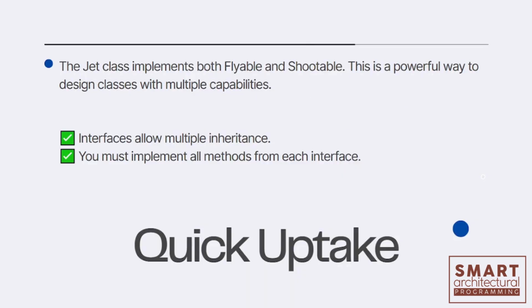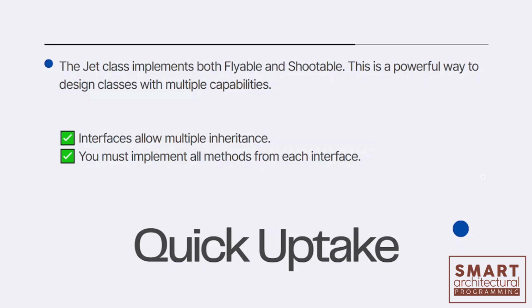So I think that part is covered here. If you want a quick recap of the knowledge that I just talked about in the previous slide, it's covered here basically. Implementing Flyable and Shootable, and how, when you're using interfaces, you allow for multiple inheritance, and you must implement all methods from each interface. That's a quick recap in this video, so keep that in mind.